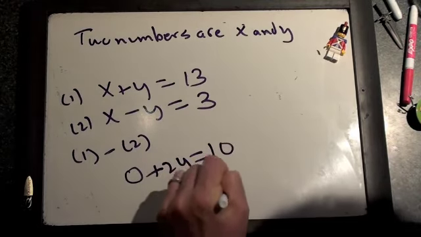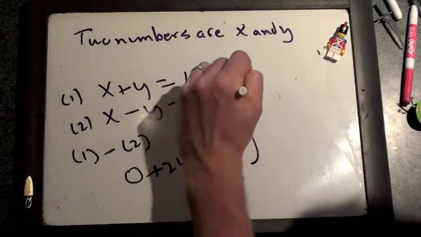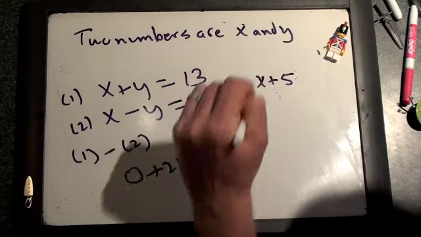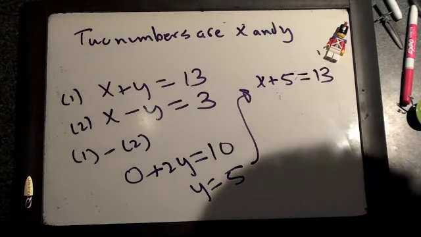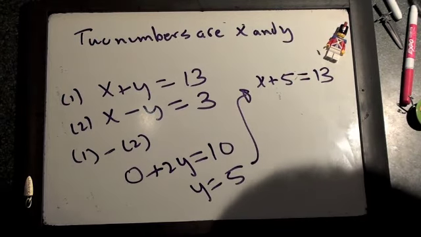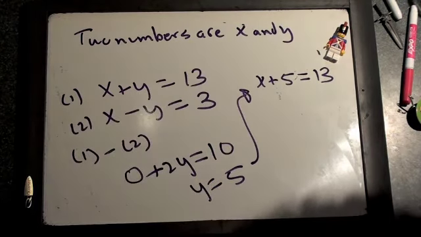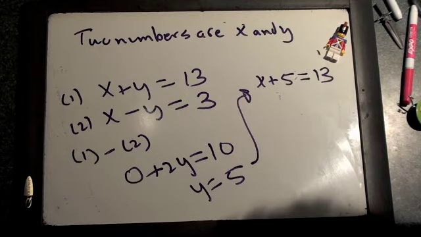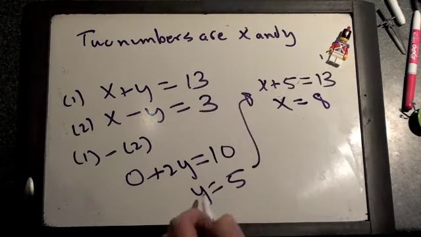So y equals 5, and you want to put y equals 5 back into equation 1? X plus 5 equals 13. What does x equal? 13 minus 5, which is 8. So x equals 8. We learned that x is equal to 8, y equals 5.